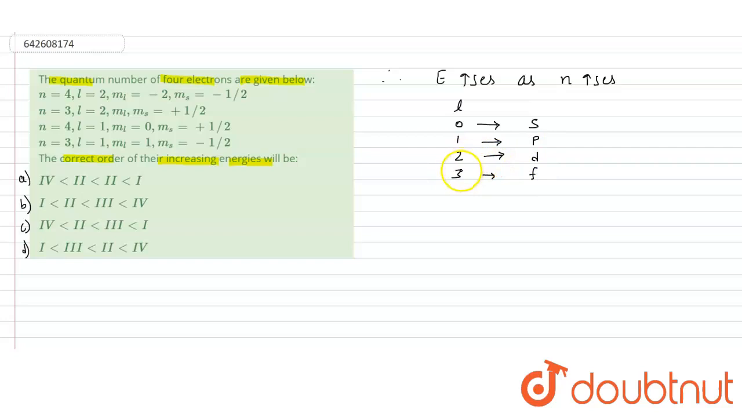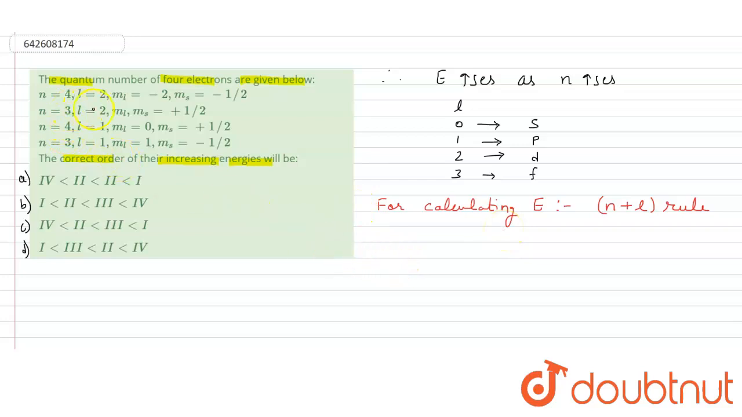For calculating the energy, we have to use the n plus L rule. This is the formula. So let's try to solve the question.